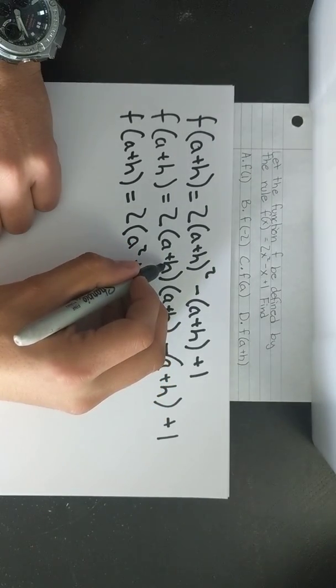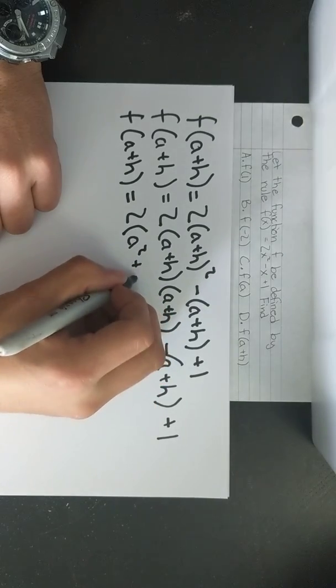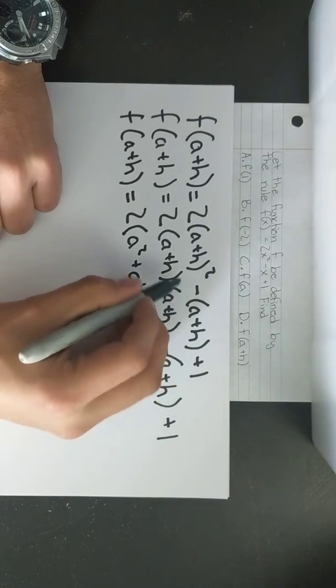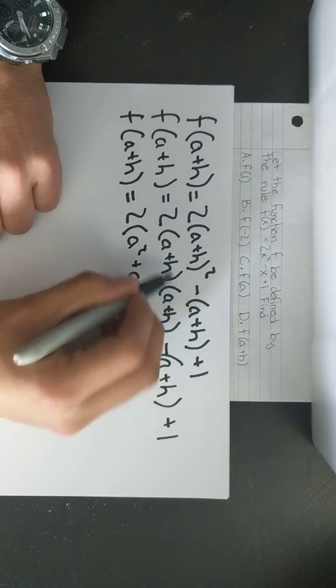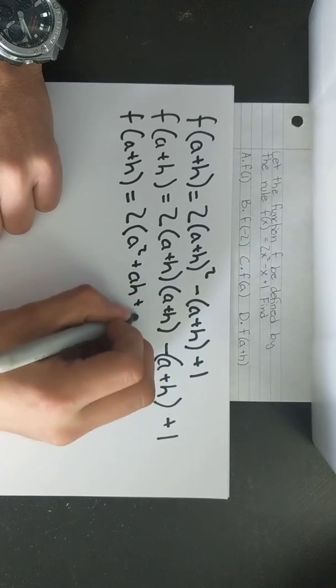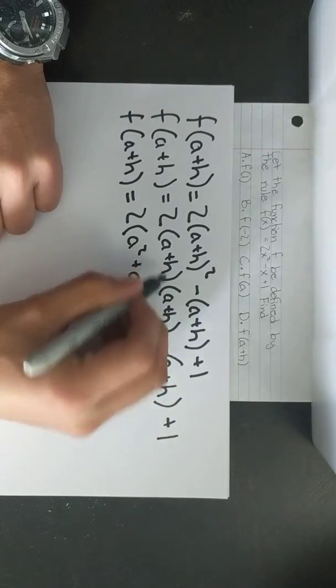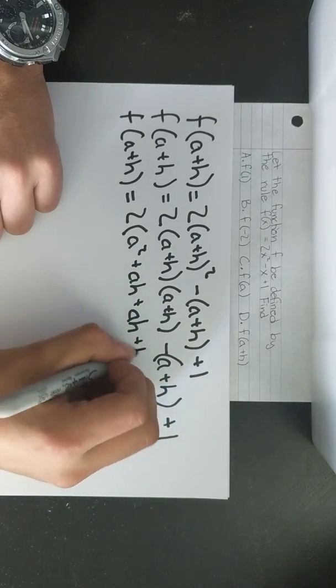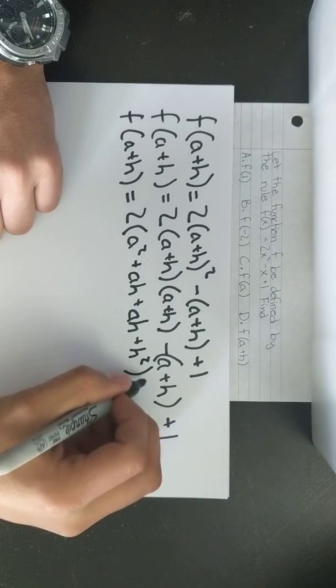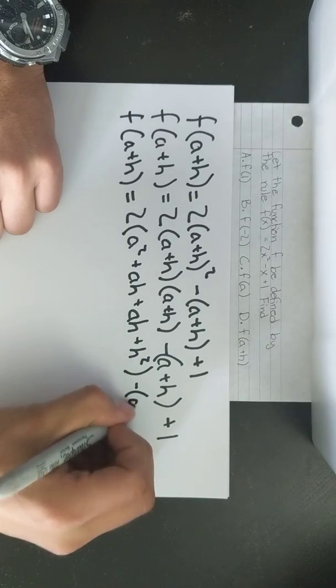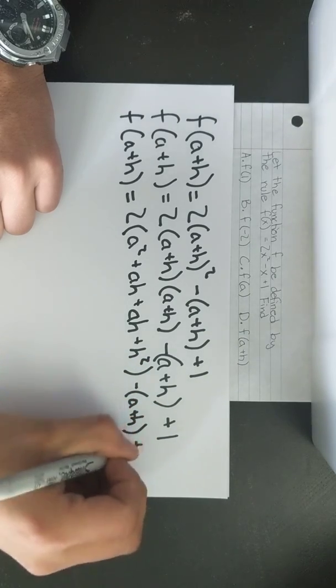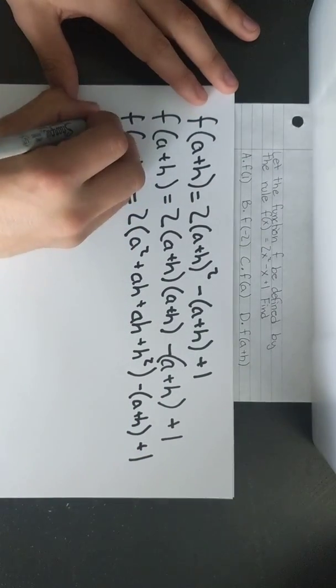Plus A times H is AH. Now we go to the second term, H times A, AH again, and then H times H, right? So plus H squared, minus (A plus H), plus 1, right?